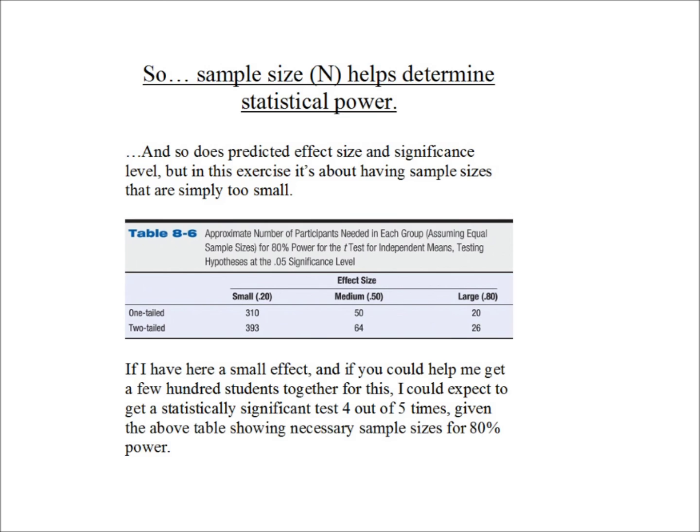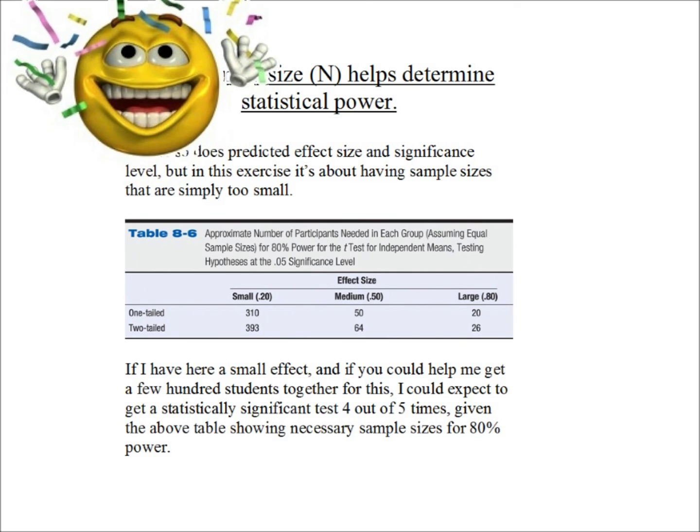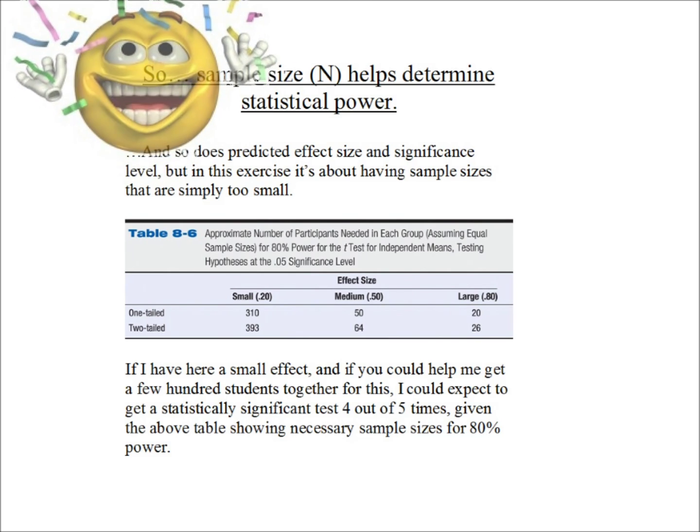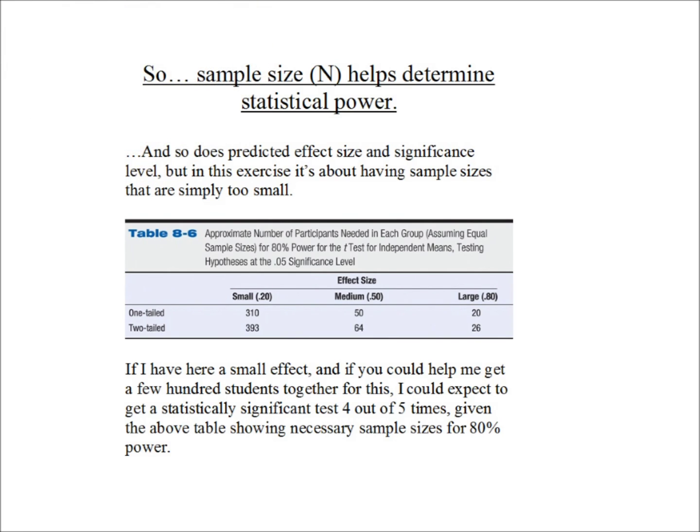And so does predicted effect size and significance level, but in this exercise, it's about having sample sizes that are simply too small. And if I have here a small effect, and if you could help me get like a few hundred students together for this, I could expect to get my statistically significant test 4 out of 5 times, given the above table, showing the necessary sample sizes for 80% power. So we could do this if we got a bunch of people together.